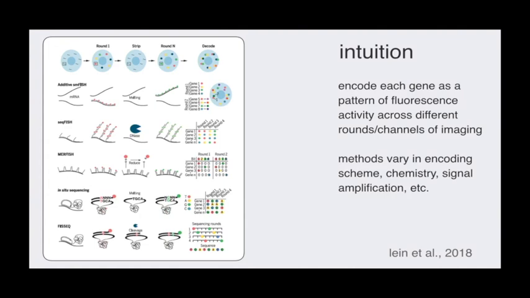Many of these other methods multiplex by assigning different patterns of fluorescence activity across many rounds and many channels to different genes, and these scale exponentially in your number of rounds of imaging, which is really nice. Then there are other methods, for example in situ sequencing, which is literally sequencing by ligation in situ, where you're actually reading off the base pairs of the mRNA molecules. So all these methods vary in the encoding scheme and the chemistry they're using.